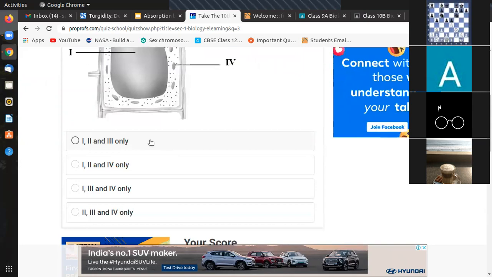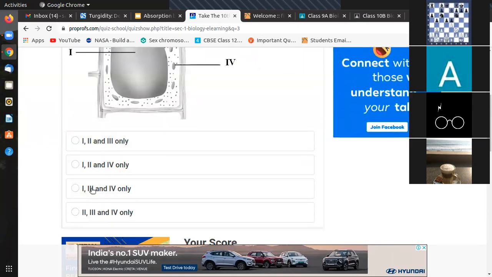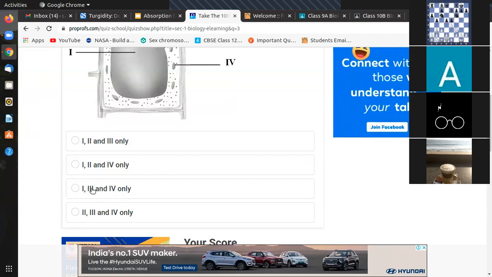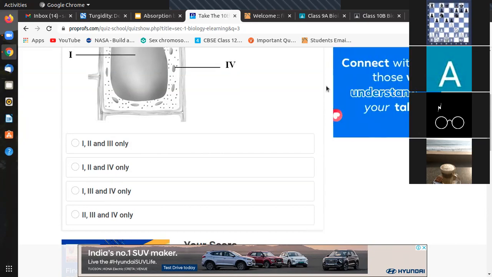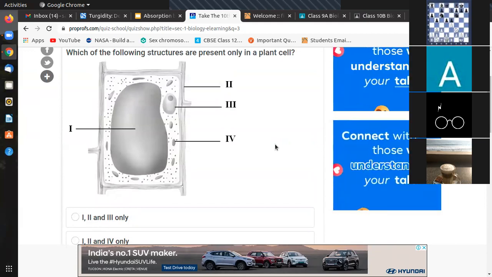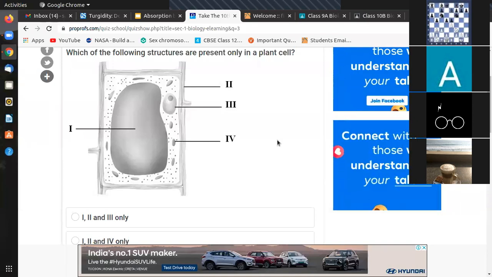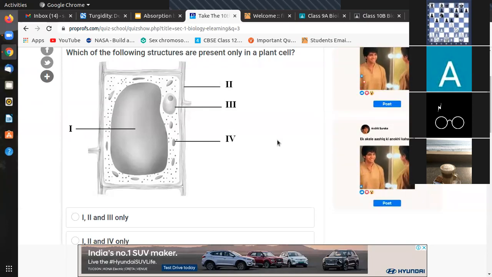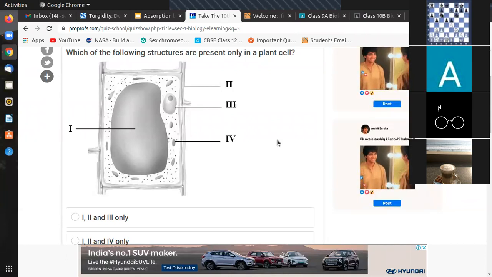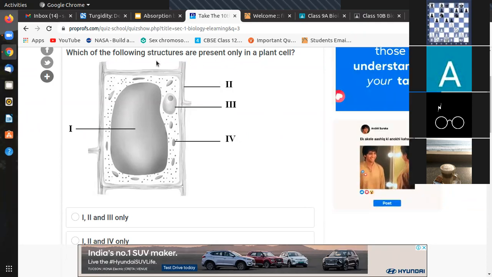Second is a cell wall. So 1, 3, and 4? Shall I click? Does anyone else have another opinion? I would say, sir, 1, 2, and 4, because 3 is the nucleus, and it's present in the animal cell also. An animal cell can function without a vacuole, but cannot function without a nucleus. So 1, 2, and 4.